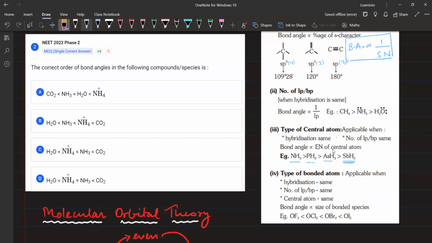The next is the type of bonded atom. If all of these are the same, then we have to see the bond angle. It is directly proportional to the size of the bonded species. Okay. You have to see the size of bonded species. For example, OF2, OCl2, and OBr2. In that case, oxygen has fluorine atoms, right? Now, fluorine is small, but with OCl2, chlorine is large. So if the bonded atom is large, they will be repelling each other, and if they repel each other, the bond angle will increase. Okay, so the type of atom is what? In fact, you have to see the size.